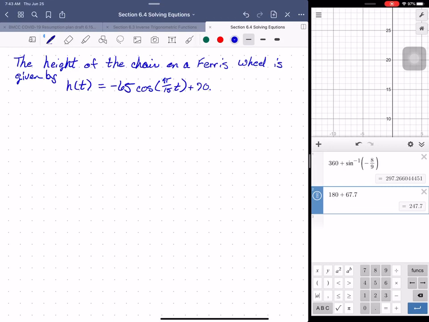And now the question is, how long is a rider more than 100 meters above the ground? Maybe you want to take some pictures. Maybe you've got a friend who's afraid of heights and you're trying to convince them to go with you. Either way, we want to figure this out.